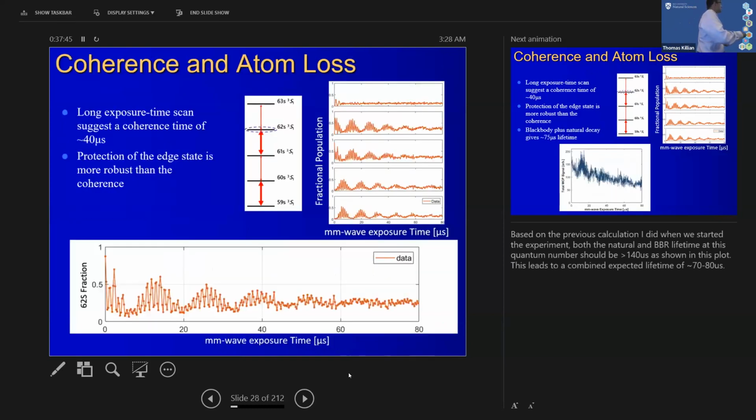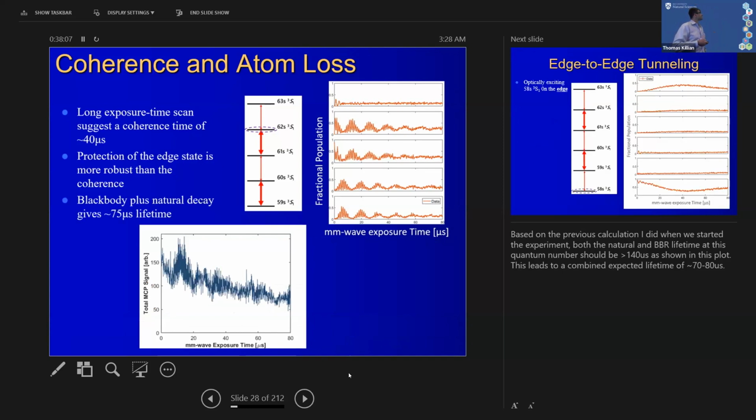Now, on a longer time scale, the system does lose its coherence, but that's the decoherence for these oscillations between the internal states. But the protection of the edge state is much more robust, and that lasts longer, even well past when there are high contrast oscillations happening within the bulk state.